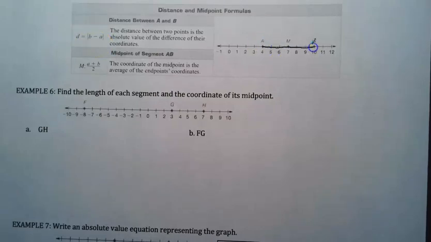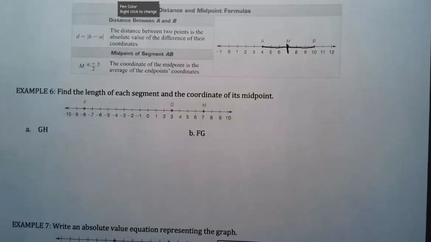So from A to B is our distance. The midpoint formula: we're going to add A and B and divide it by 2 to find our midpoint M. Notice in our distance though, we always take the larger point and put it first and subtract them. All right, so let's get to work.